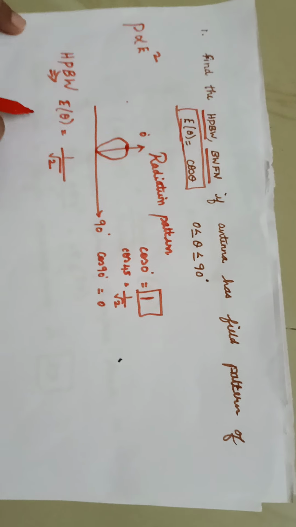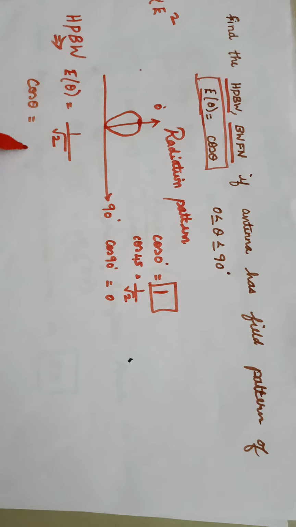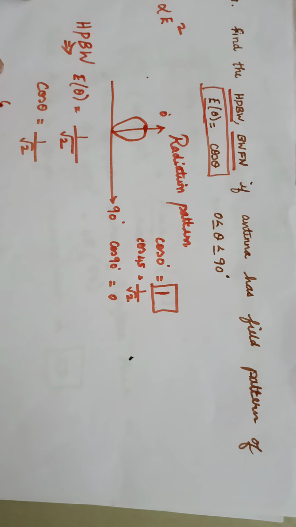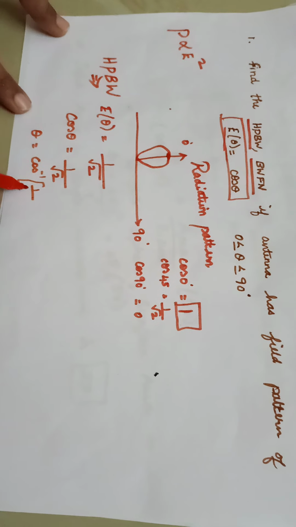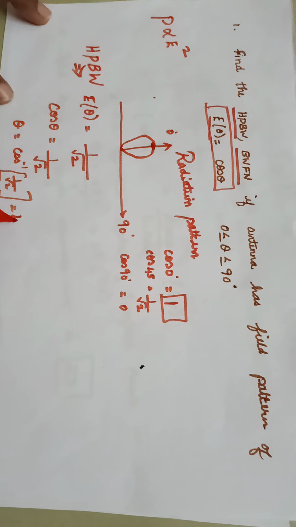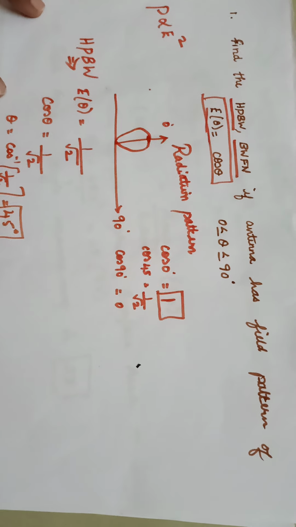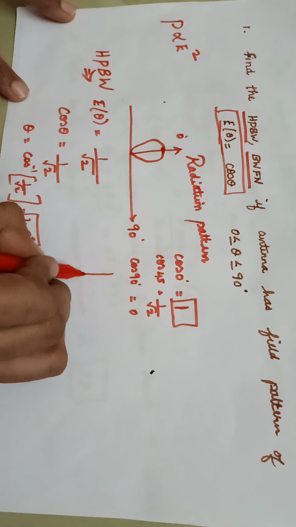So what is E of theta? Cos theta. Cos theta equals 1 by root 2. So theta equals cos inverse of 1 by root 2. So the answer is 45 degree. So the half power beam width value will be 45 degree.